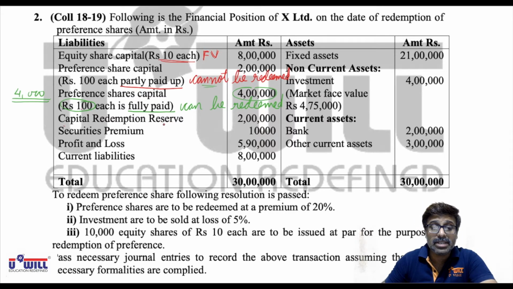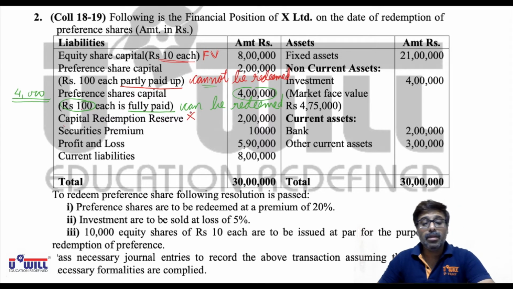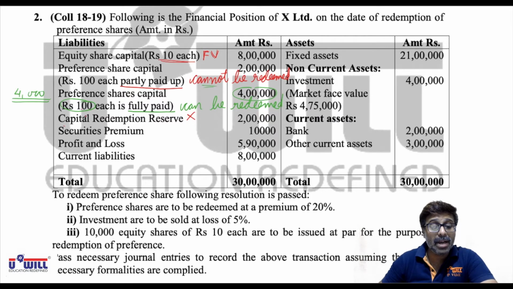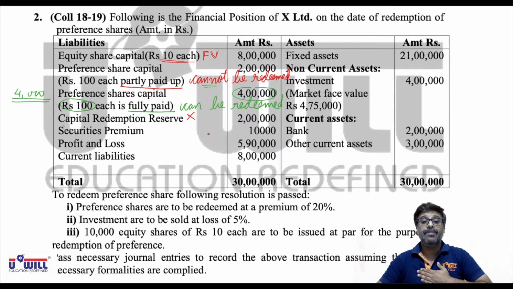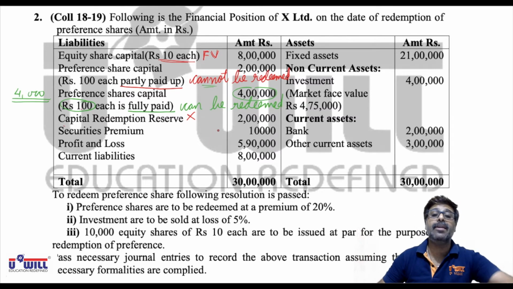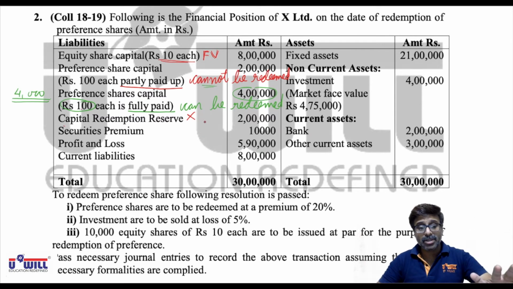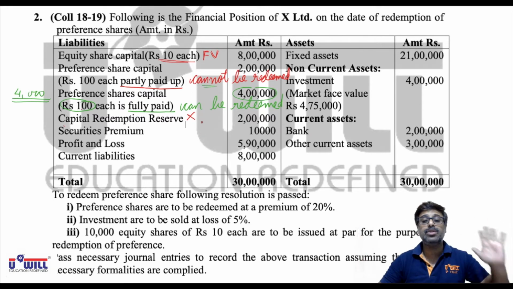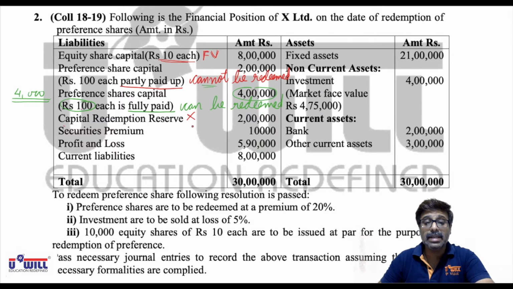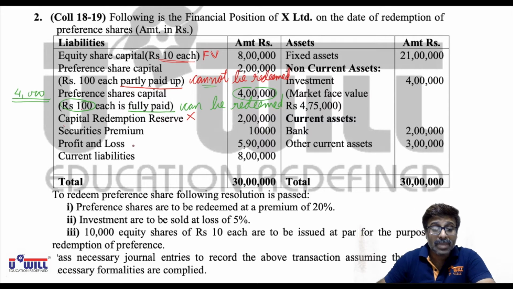Capital redemption reserve cannot be used, okay, because which are the profits which can be used as a source for redemption of preference shares? Those which are otherwise available for dividend. Capital redemption reserve is not available for dividend, so that profit cannot be used. In fact, we transfer the profits to capital redemption reserve, but capital redemption reserve existing in the books cannot be used for redemption of preference shares. Reason: it is not available for distribution as dividend.